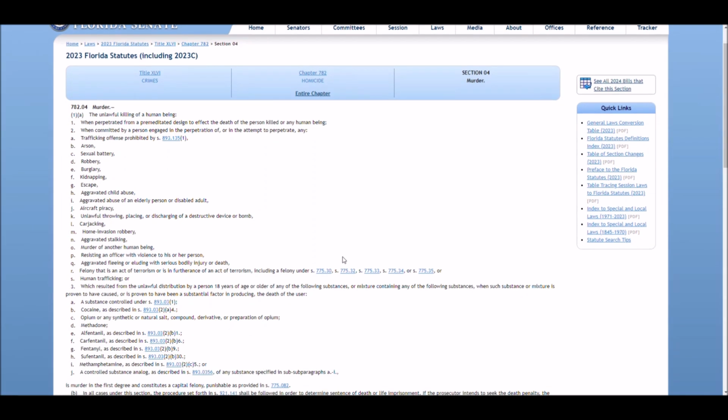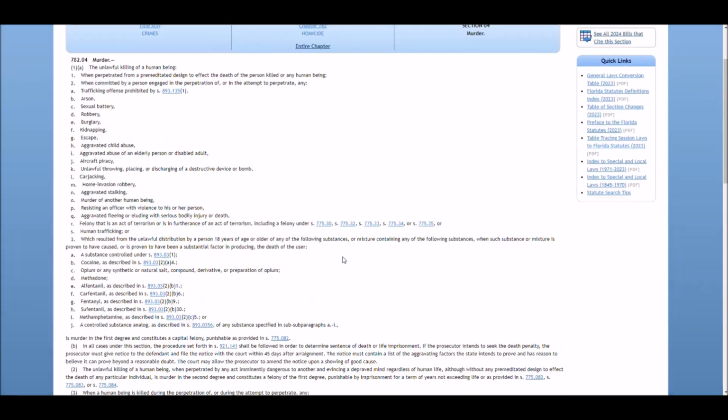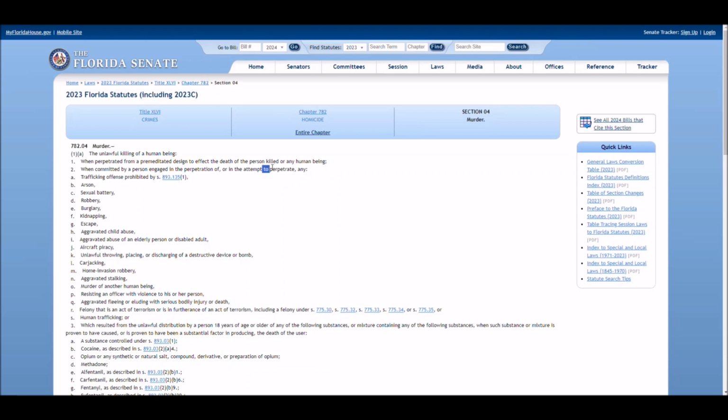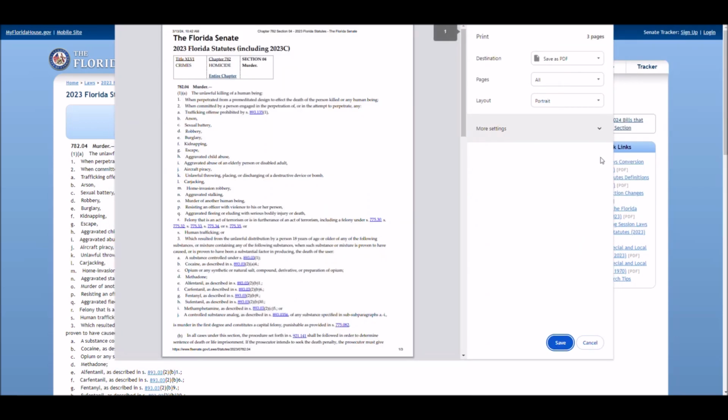All right, here's the whole Florida law, and there it is. But I want to separate them by color, and I can't do it here. So I'm going to have to download it as a PDF, and we'll go from there. So let's go to print, and we'll save it. I'll be back after I've downloaded it and saved it.